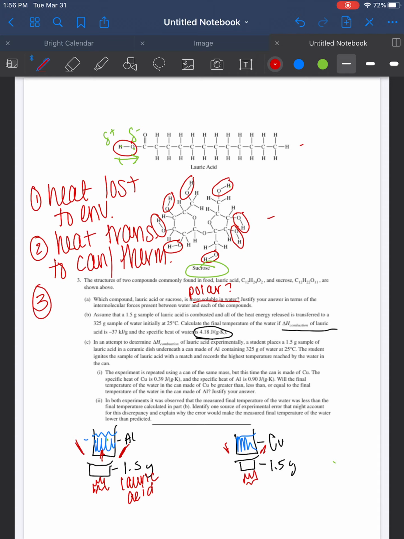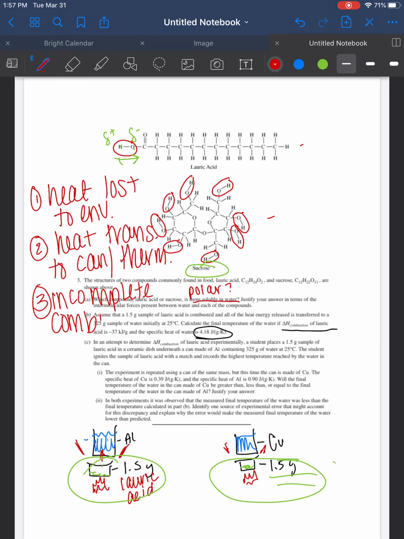And the third possibility is during your combustion. We're assuming all 1.5 grams combusted, but maybe that's not the case. Maybe you had some lauric acid left over that didn't completely combust. If it didn't completely combust, you don't have that perfect 1.5 grams, so that could result in a lower temperature than expected. So the other possible source of error is incomplete combustion of lauric acid.